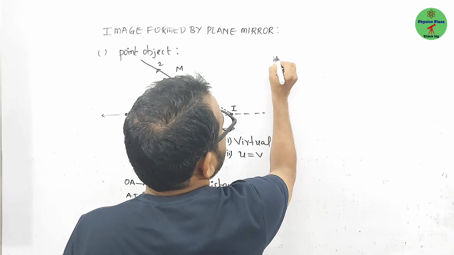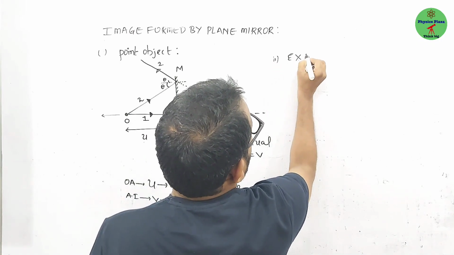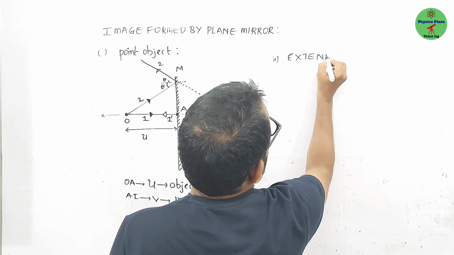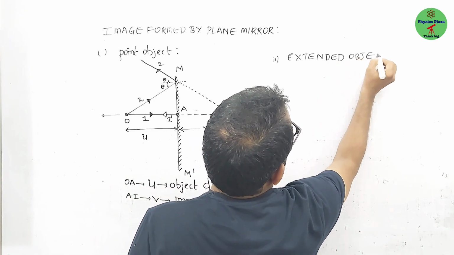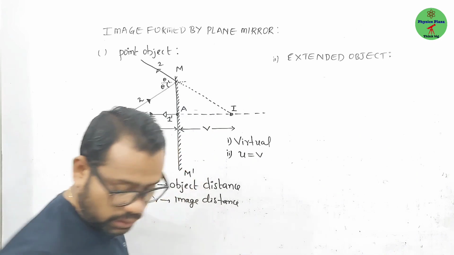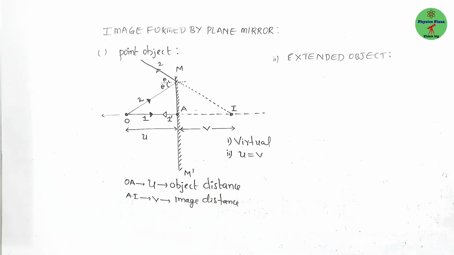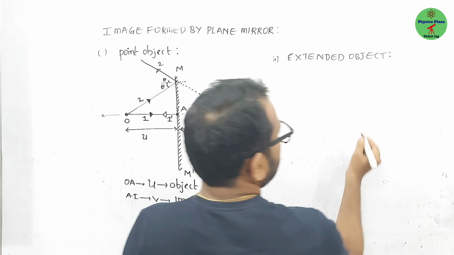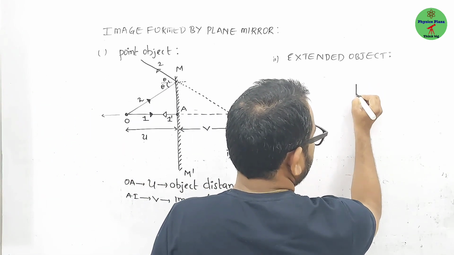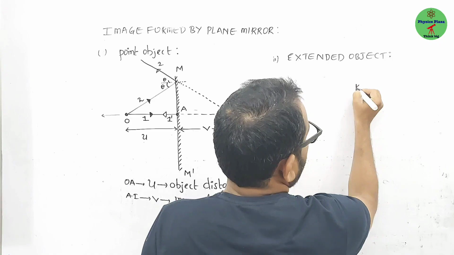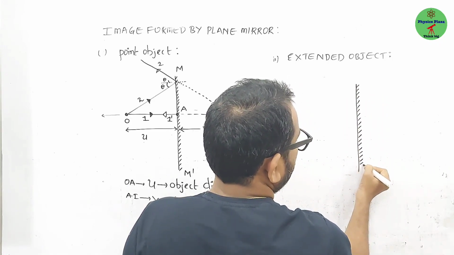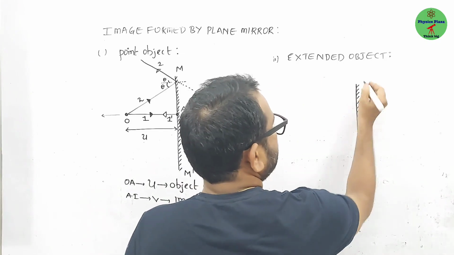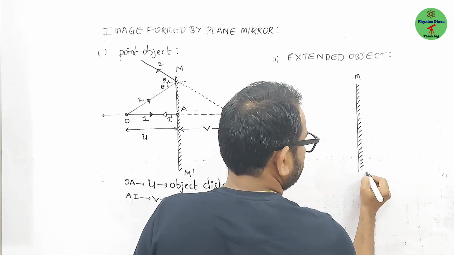Now we will see for an extended object, so that finally we will get all conclusions regarding the characteristics of the image formed by a plane mirror. Now in the same manner I will take... The children already told you, you can keep the mirror horizontally also, nothing happens. Fine. Now M dash is a mirror.